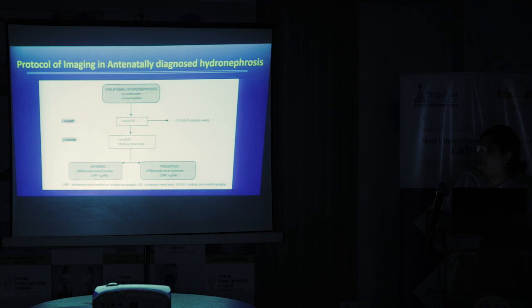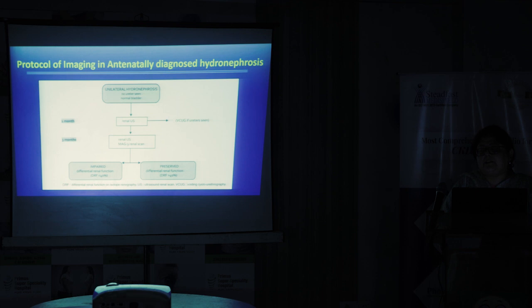So if you have a unilateral hydronephrosis which you see antenatally, you do a renal ultrasound, and like I said, at 3 months, if the diameter is more than 20 and less than 40, that is the time you can do a renal diuretic study. If the renal function is impaired and if there is a progressive increase in dilatation of the renal pelvis, those are the kids who will need an early intervention.